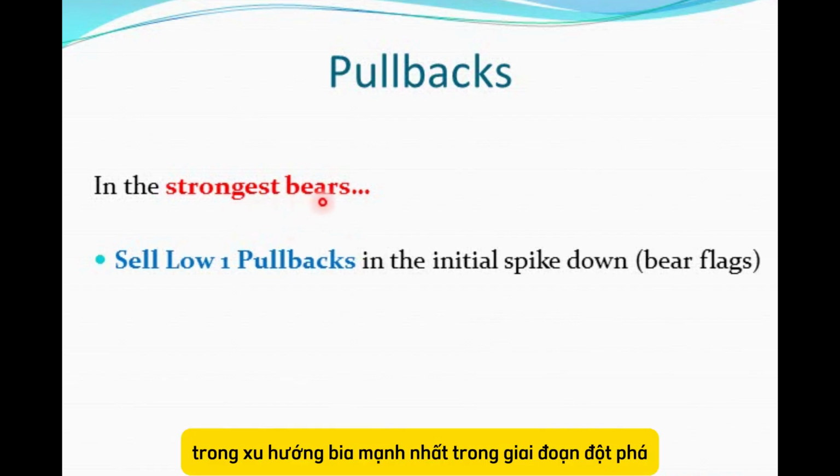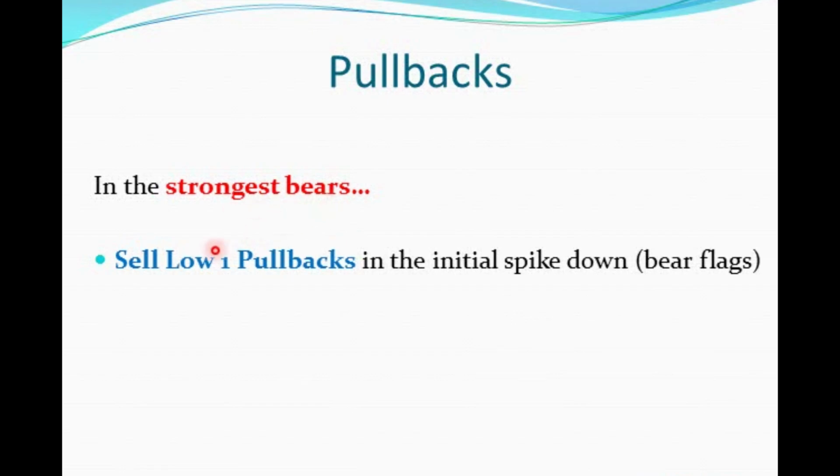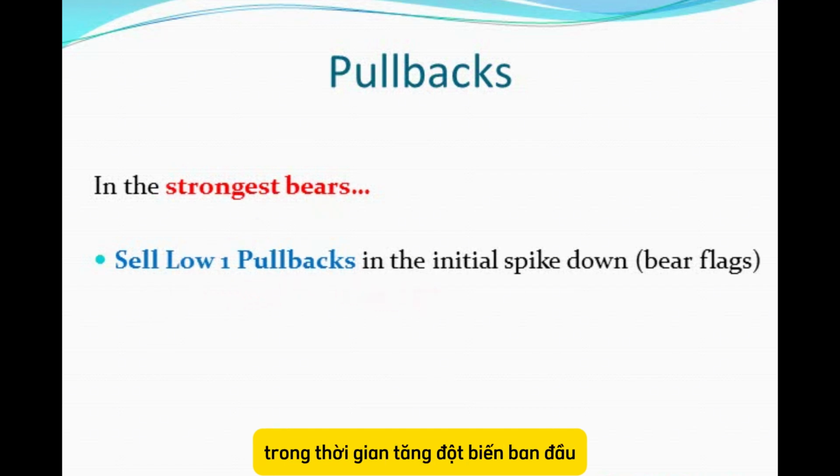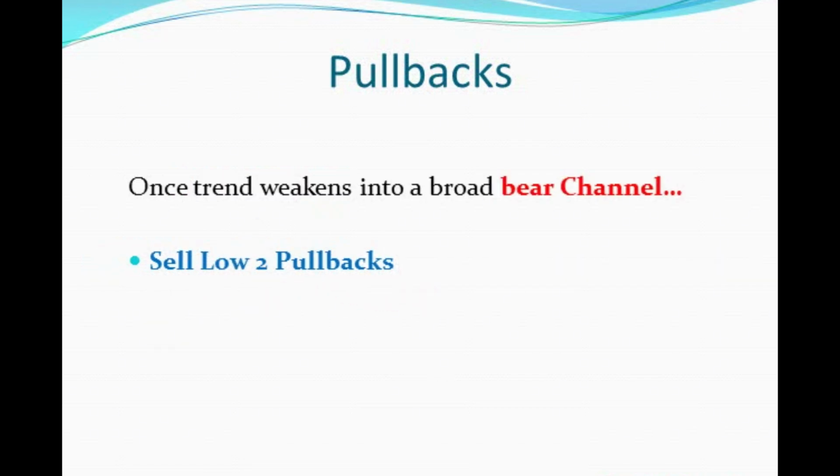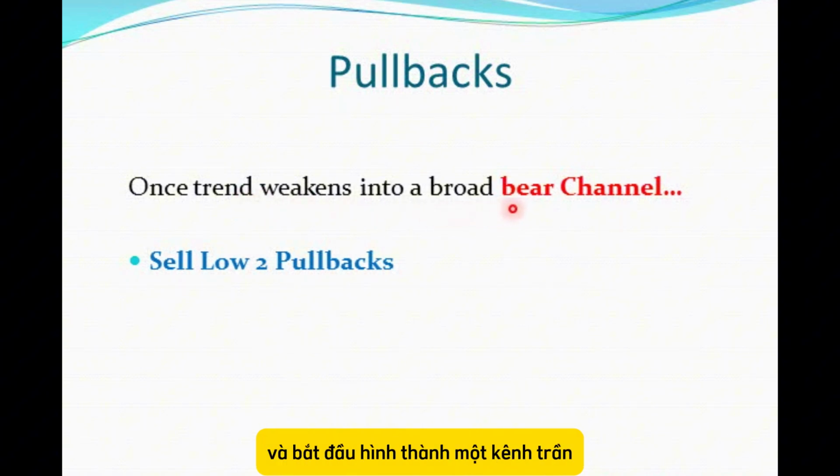In the strongest bear trends, in the breakout phase, you want to sell low 1 pullbacks during the initial spike down. Once the trend weakens and begins to form a bear channel, you look to sell low 2 pullbacks, 2-legged pullbacks, more complex pullbacks.